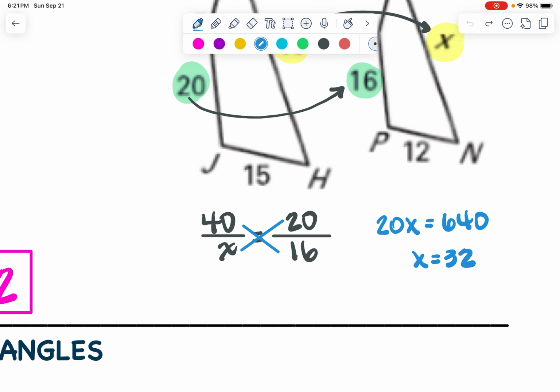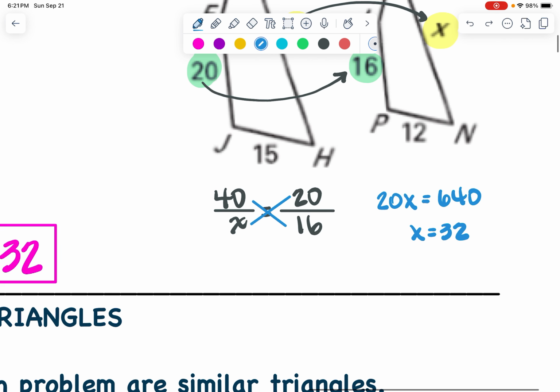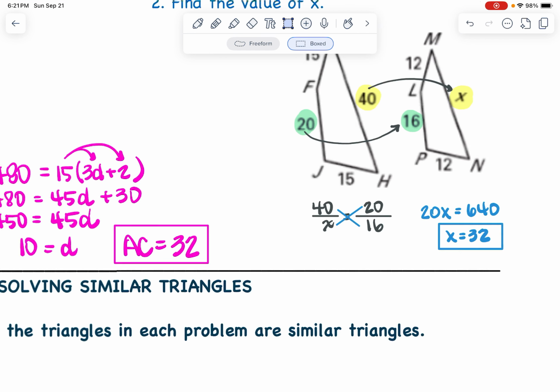If you can do it in your head, great. That's a great way for you to check your answer after you've shown all your work. But I need to know that you know how to set up the proper proportion that matches the picture, okay? That's really the most important part right now. All right, let me put a box around that. There we go. Okay. Moving on.